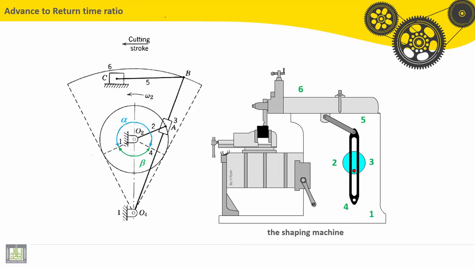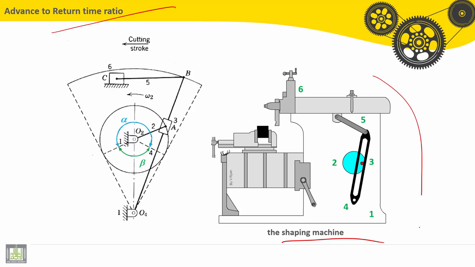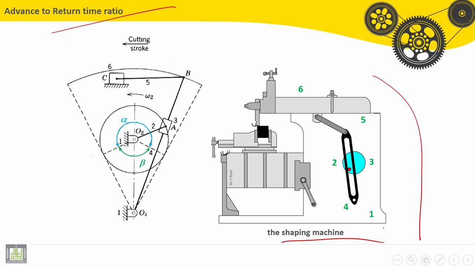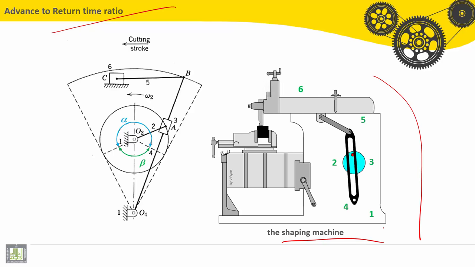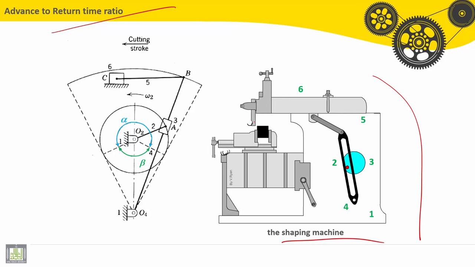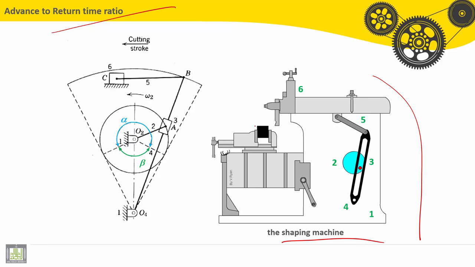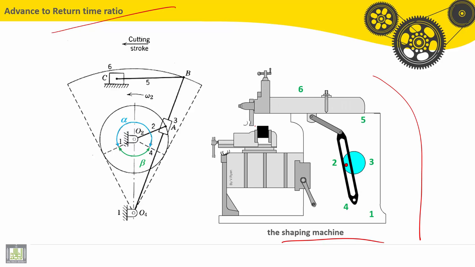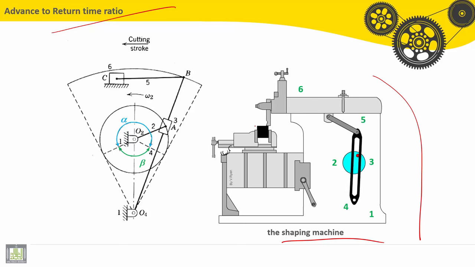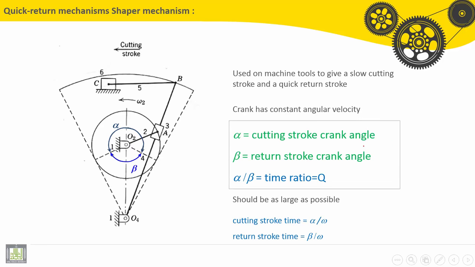So advance to return time ratio. Let's take the example of shaping machine. You can see in this animation, the return is faster than the advance of this machine and of the tool, okay? Because we need to make the cutting of metal slowly, and gain time when returning, okay? The ratio Q is equal to time of advance stroke divided by time of return stroke.